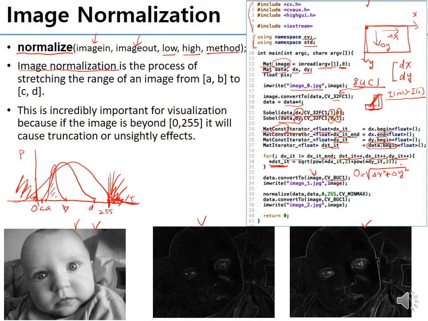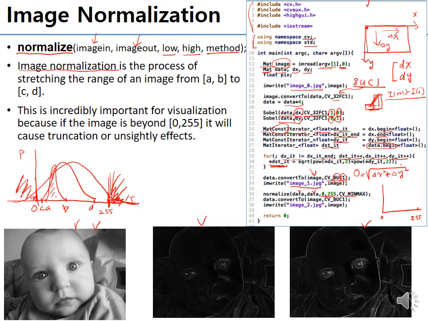CV_8UC1 is a grayscale image with 8-bit unsigned integers. So we write this image to image 1.jpg, and we normalize this data. This is the input and this is the output, and we set the range. We set the range from 0 to 255. We will use the full range of the intensity.